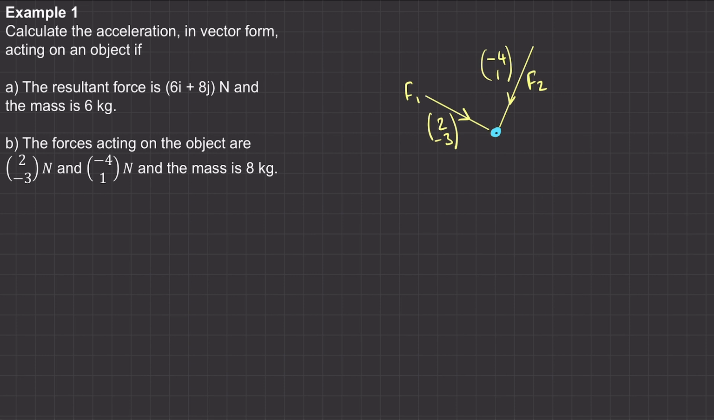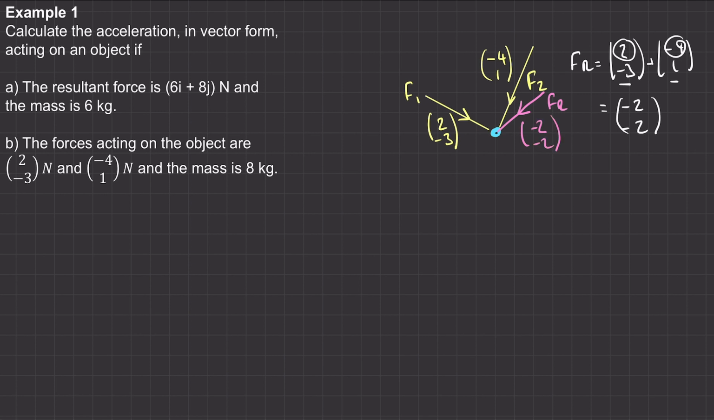So I've drawn a quick sketch of a diagram. We have force 1 and force 2. So to work out the resultant force, which will be Fr, we can add these two forces together. So this will give us 2 and -3 plus -4 and 1. When we add these two together, we've got the 2, take away the 4 in the i direction, so -2, and -3 plus the 1 in the j direction, so again, -2. So we've got a force acting in this direction, Fr, on the particle. So the particle will accelerate in this direction as well.